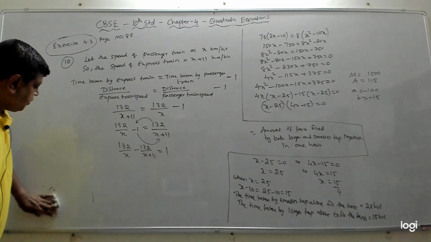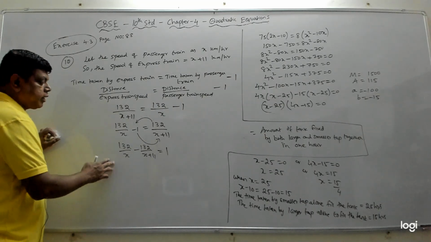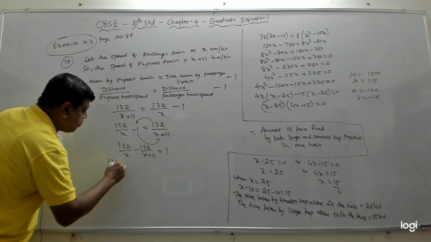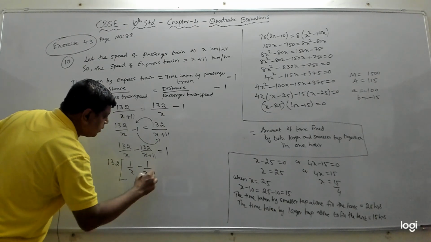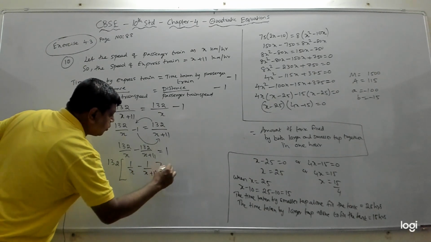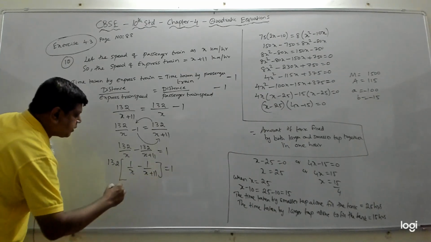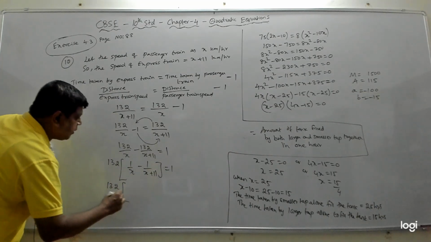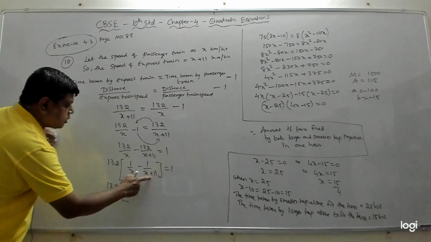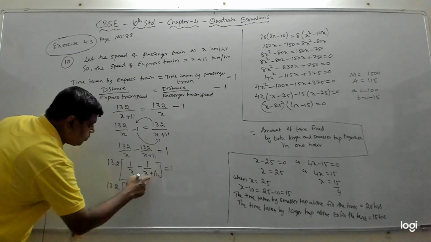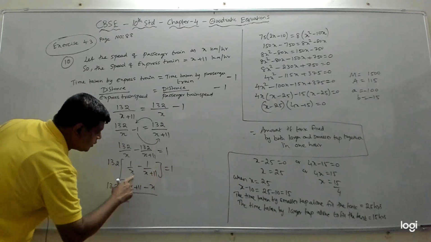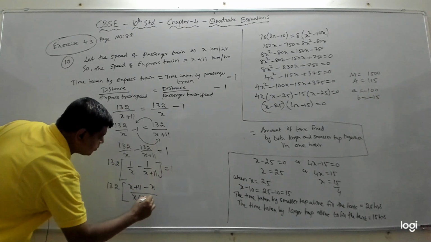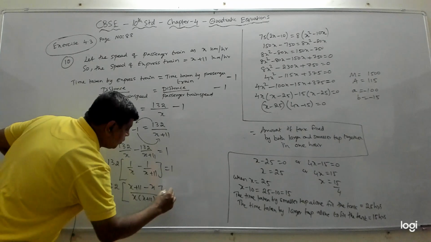Now we need to simplify this equation and get it in the form of a quadratic equation. So which means we will take 132 common. This will become 1 by x minus 1 by x plus 11 equal to 1. Now we should subtract these two. So 132 with x plus 11 into 1 is x plus 11 minus x into 1 is x, by x into x plus 11, equal to 1.